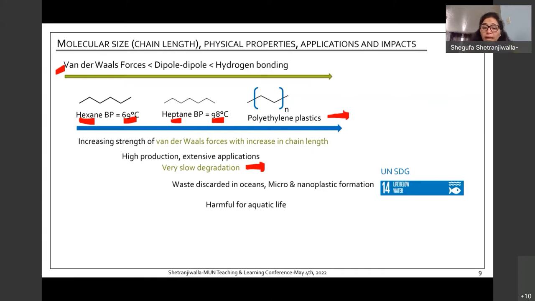And that impacts how they would break down in the environment, how long they would reside in our environment, and how that would impact micro and nanoplastic formation and therefore impact life below water. So those connections were something students were really, for the first time, looking at from the chemical structure property understanding, rather than just "microplastics are bad" and "plastics is a dirty word."